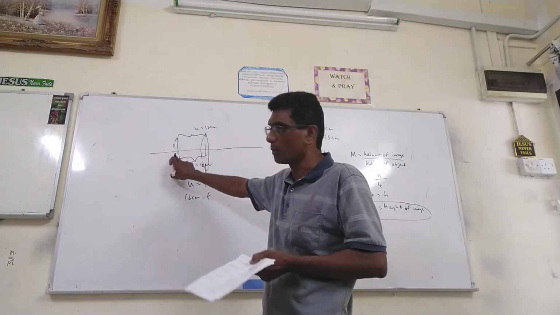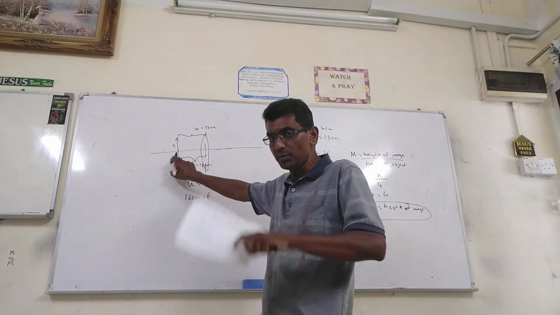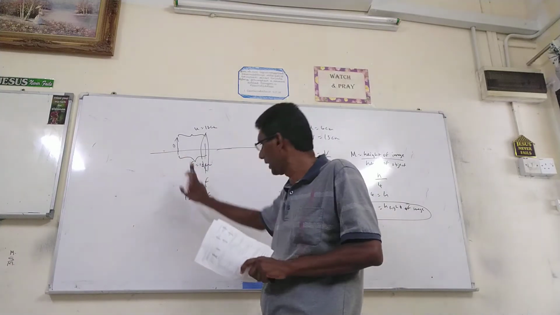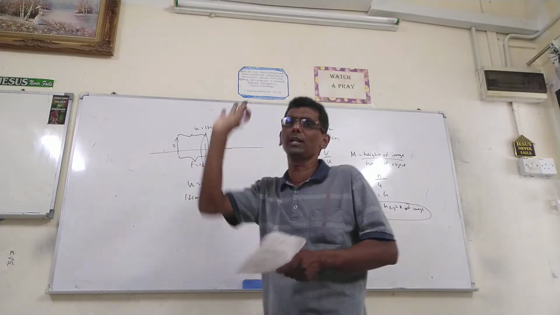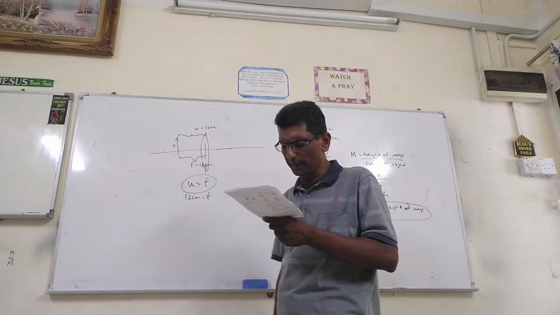So you place the object at 12 cm, object distance at 12 cm, same as the focal length. Focal length also 12 cm. Then only you get the image at infinity. U equals F, the image will be at infinity.